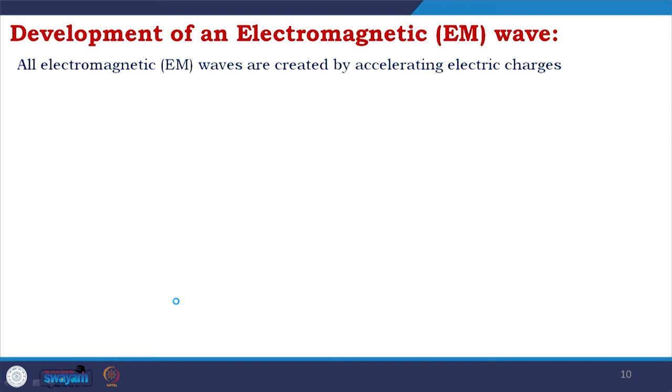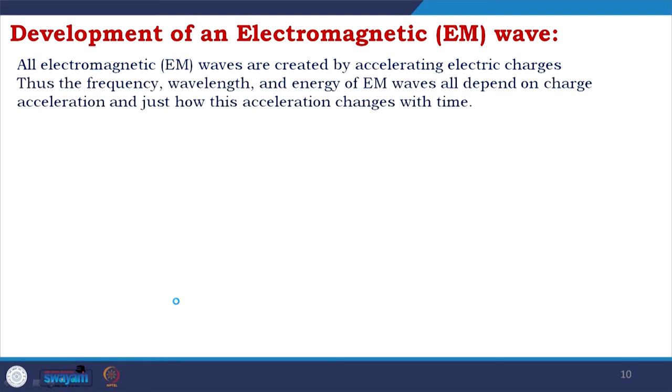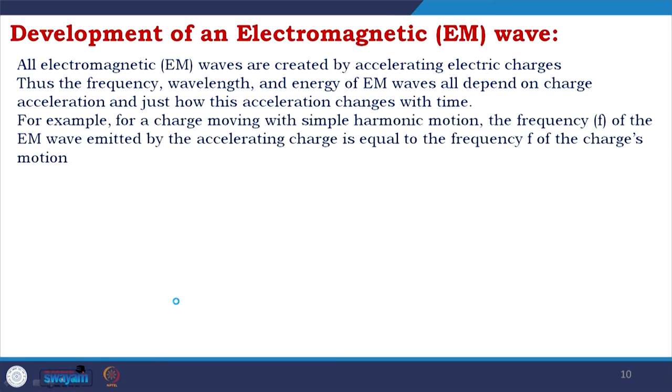Development of an electromagnetic wave. So, how do you create an electromagnetic wave? All the electromagnetic waves are created by accelerating electric charge. Thus, the frequency, wavelength, and energy of electromagnetic waves all depend on charge acceleration and just how this acceleration changes with time. For example, if you take some particular one, it would be helpful to get some numbers.